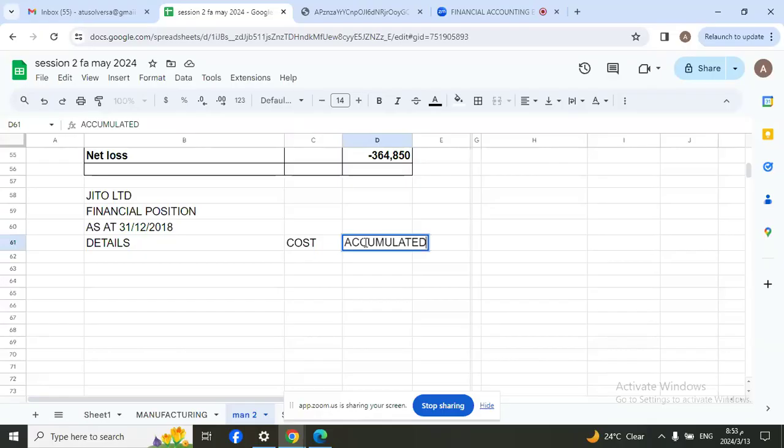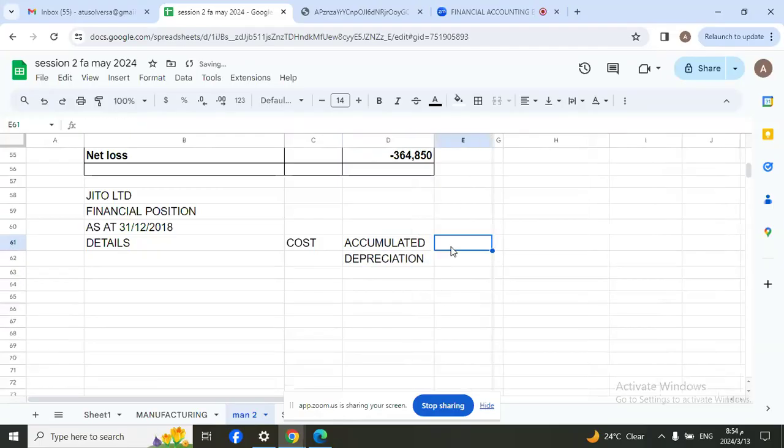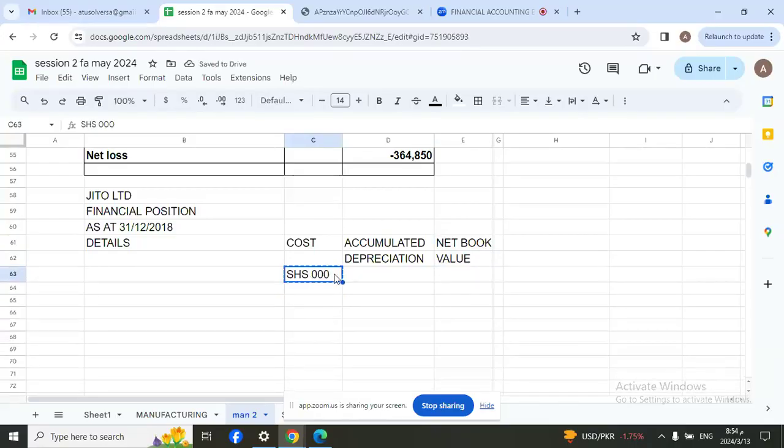Accumulated depreciation, then we have net book value. All our figures are in shillings, thousands, all in shillings, thousands, all in shillings, thousands.